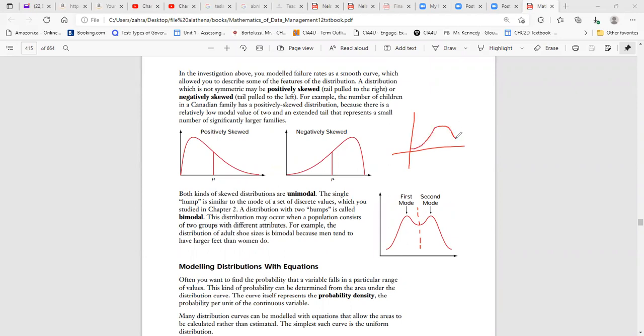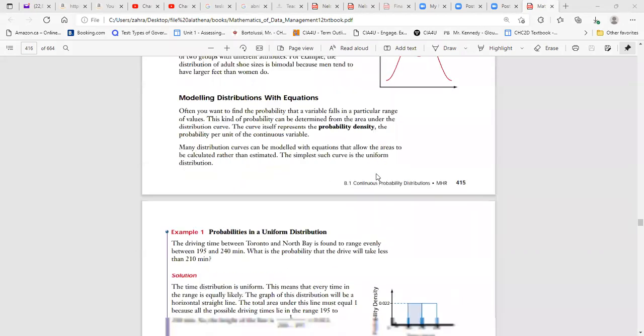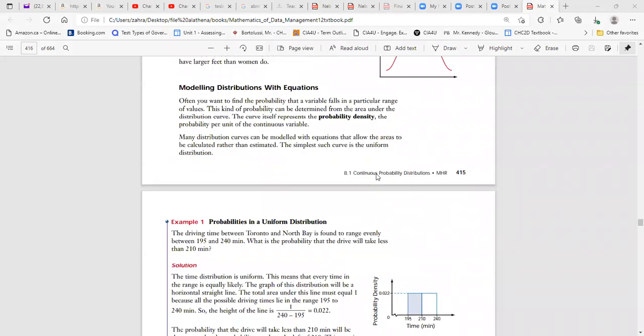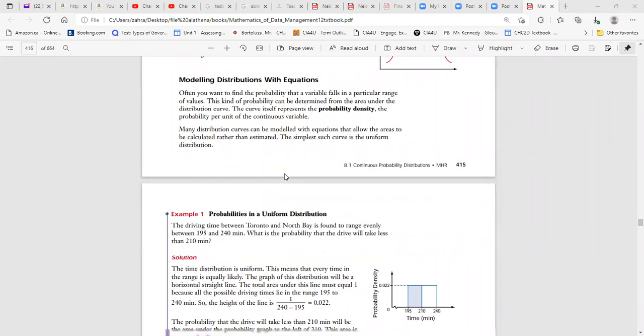There is no skewness for this shape. It is symmetric, it's unimodal, and there is no skew, it's just in the middle. It's a normal distribution. We'll talk about that later. So let's see how we model with the probability density. The probability density is the probability per unit of the continuous variable.